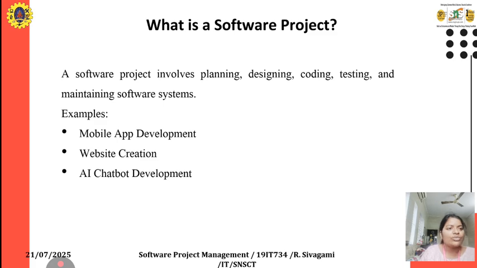Next we write the code for that design, and then we test the code to see whether it works or not. And then we maintain the software systems. Examples of software projects are mobile app development, website creation, logo creation, and flyer creation. All are called software projects.